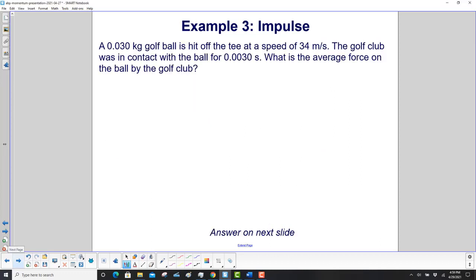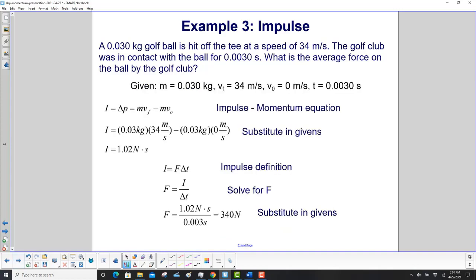A 0.030 kilogram golf ball is hit off the tee at a speed of 34 meters per second. The golf club was in contact with the ball for 0.0030 seconds. What is the average force on the ball by the golf club? We list our givens, and we add that the initial velocity is 0 meters per second. That wasn't given, but the golf ball is just sitting there on the tee.